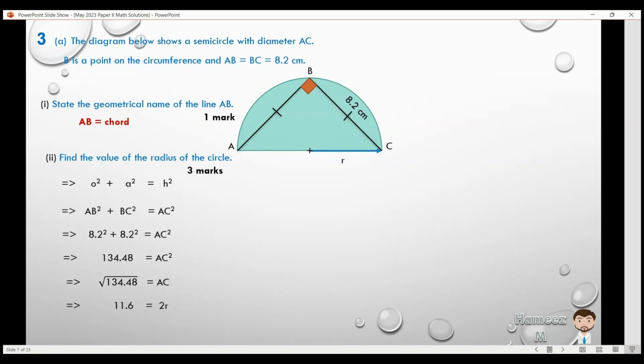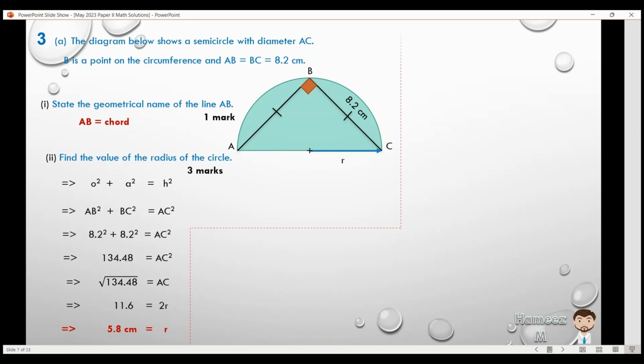And what does the question ask? Let's go back to it. Find the value of the radius, meaning what is the value of 1r? So if 2r is equal to 11.6, then r is equal to 11.6 divided by 2, which will give us 5.8 centimeters. So that's the radius of the circle.